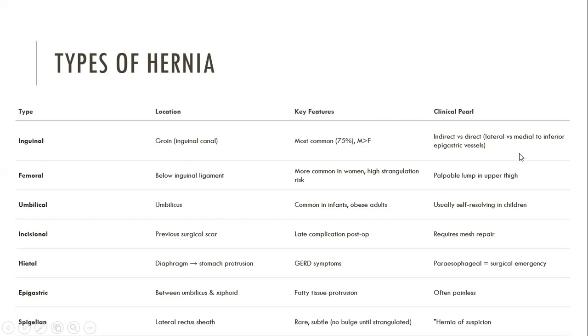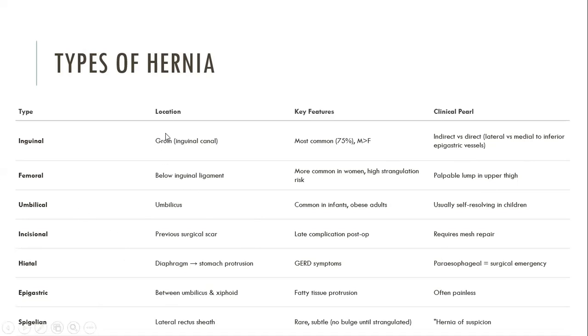Indirect is a hernia that is lateral to the inferior epigastric vessels, and a direct hernia is basically medial to the inferior epigastric vessels. Femoral hernia is below the inguinal ligament, and the key feature of femoral hernia is that it is more common in women, and it is a high strangulation risk. And so you see a palpable lump in the upper thigh when the patient has a femoral hernia.